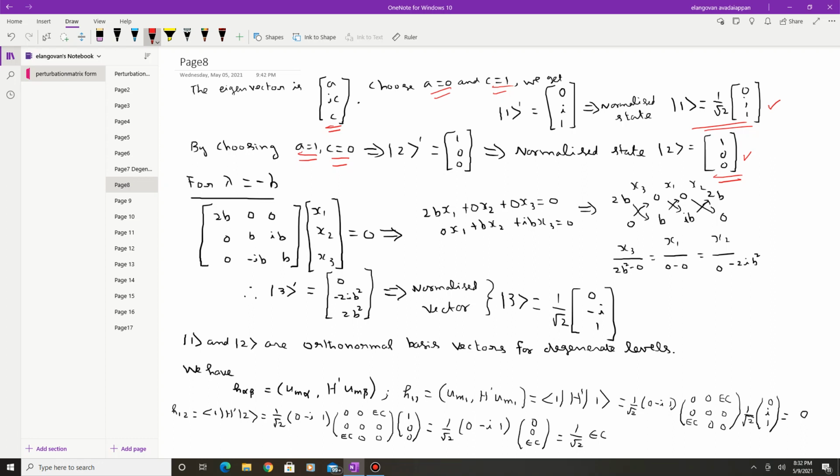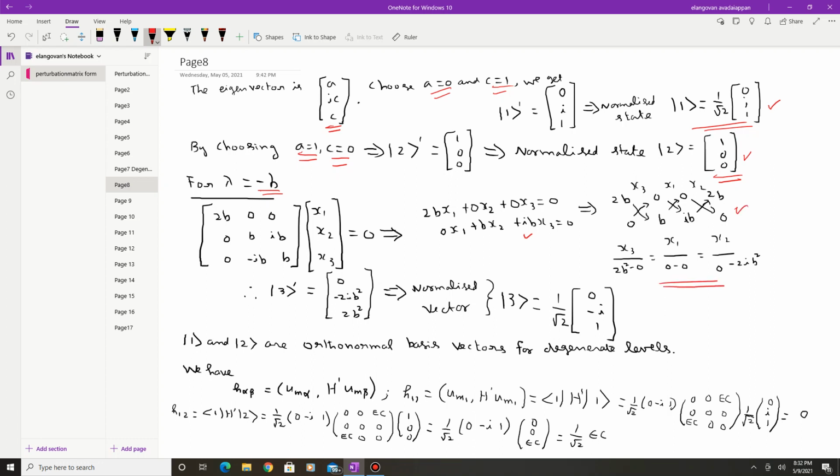For lambda equal to minus b, again you can write down (H naught minus lambda) x equal to 0, where this vector x is equal to 0. Now you take this, multiply this 2b, x1, 0, x2, 0, x3, which is equal to 0. So by writing the equations and using this trick, you can solve this expression.